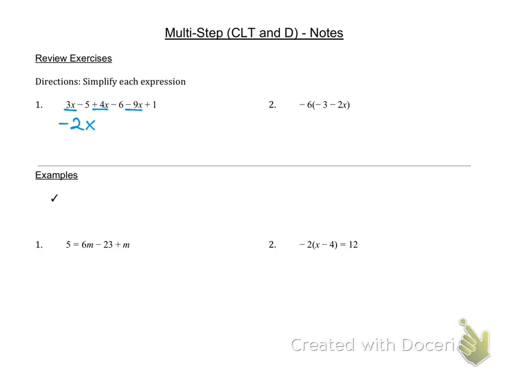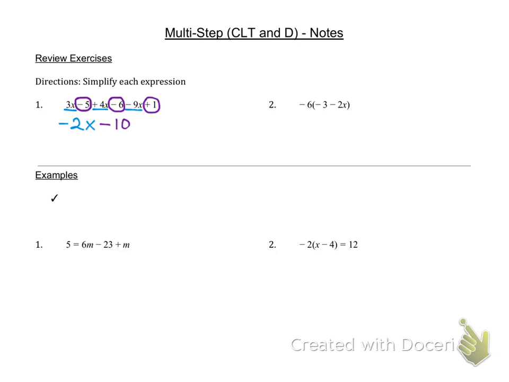Now let's combine all the other like terms. Remember to take the negative or positive sign that's right in front of the numbers. So we have a negative 5, a negative 6, and a positive 1. So negative 5 minus 6 is negative 11. Negative 11 plus 1 is a negative 10. So our answer is negative 2x minus 10.